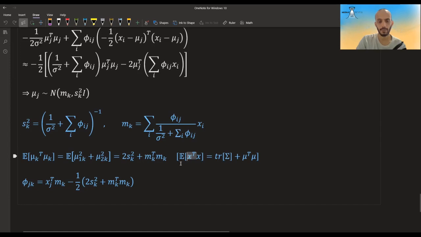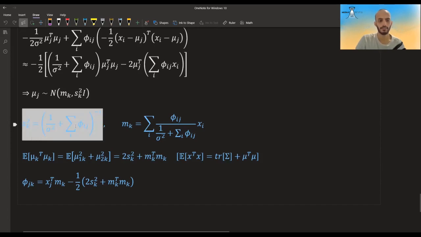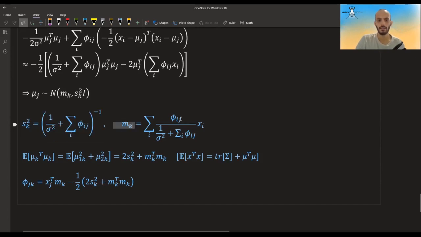And here we can use the property that the expected value of the squared norm is just the trace of the covariance matrix plus the dot product of the mean. So the trace of the covariance matrix will be this, and the dot product of the mean will be this. So the formula changed as follows. The variance stayed the same. The mean also stayed the same, only now it uses vectors here. And the other one, well, kind of stayed the same, only now it has a dot product here. And now this is the update instead of what it was before.